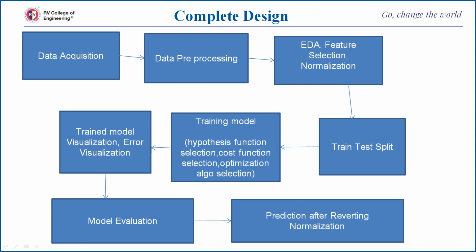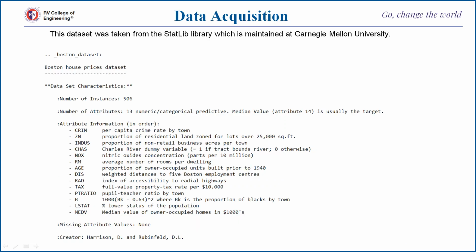First, data acquisition. Next, data pre-processing. Third, EDA, feature selection and normalization. Next, train test split. After that, train the model, which includes hypothesis function selection, cost function selection, and optimization algorithm selection. Next, after training comes visualization of the trained model as well as error visualization. Next, the model evaluation and prediction after reverting the normalization.